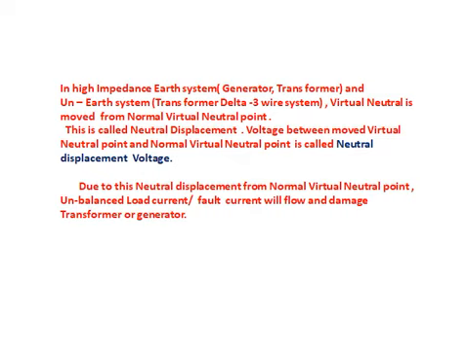Virtual neutral is moved from the normal virtual neutral point. This is called neutral displacement. The voltage between the moved virtual neutral point and the normal virtual neutral point is called neutral displacement voltage. Due to this neutral displacement from the normal virtual neutral point, unbalanced load current or fault current will flow and damage the transformer or generator.